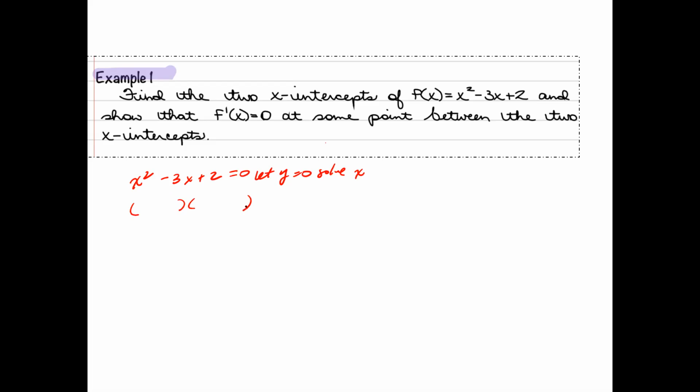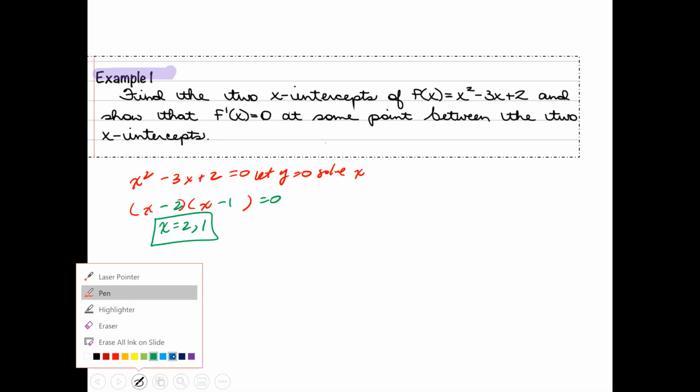I know I can factor this part out. I ask myself, what times what gives me a positive 2, but when I add it together, it gives me a negative 3? That'll be negative 2 and negative 1. And then when you solve that, x equals a positive 2 and a positive 1. So these are your x-intercepts.